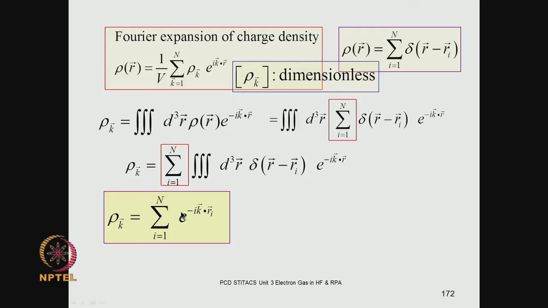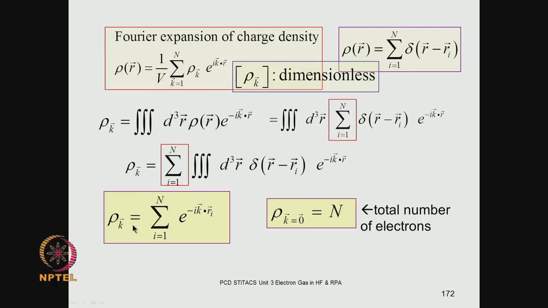so that essentially what you will find is that the Fourier component is given by sum over I going from 1 through n, and under this Dirac delta integration, the only term that will survive is e to the minus I k dot r for r equal to ri, because of this delta. R must be equal to ri, otherwise the integral will vanish. So this is the expression for the Fourier component of the charge density. For k equal to 0, you of course get the total number of electrons.